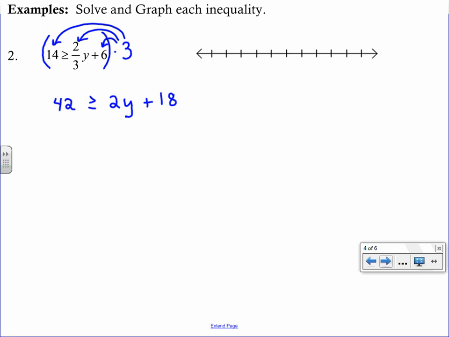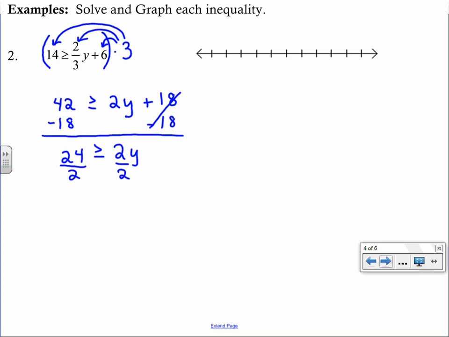So now I've basically gotten the inequality back to one that we just solved, just a two-stepper here. So we're going to get rid of the 18, subtract 18 on both sides. So these are going to cancel each other. 42 minus 18 is 24. Bring down the inequality symbol. Bring down the 2y. Now we need to divide both sides by 2. Again, we divided by a positive number, which doesn't change anything. So 24 divided by 2 is 12. Bring down the greater than or equal symbol, and then bring down the y.